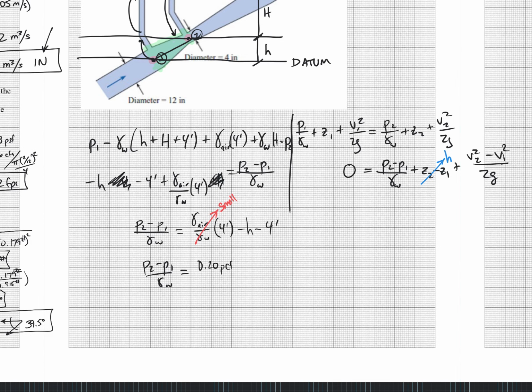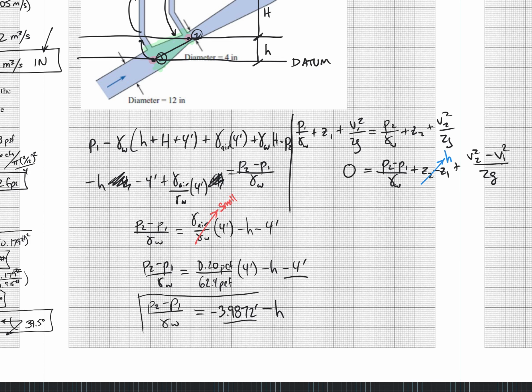0.20 pounds per cubic foot divided by the gamma of water, which is 62.4 pounds per cubic foot, times 4 feet, minus H minus 4 feet. So P2 minus P1 over gamma water equals something minus 4, and we get negative 3.9872 feet. Whereas obviously if we had ignored that, we would have just gotten negative 4. Instead, we got 3.9872. So you can see, certainly for this problem, it's probably not going to make much of a difference. But we'll run with it.